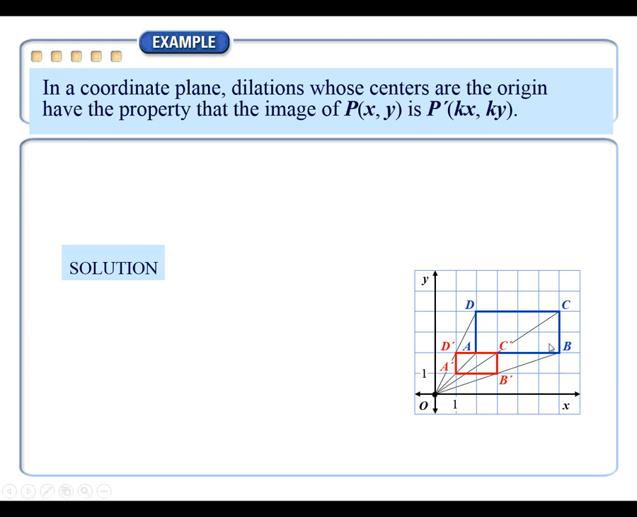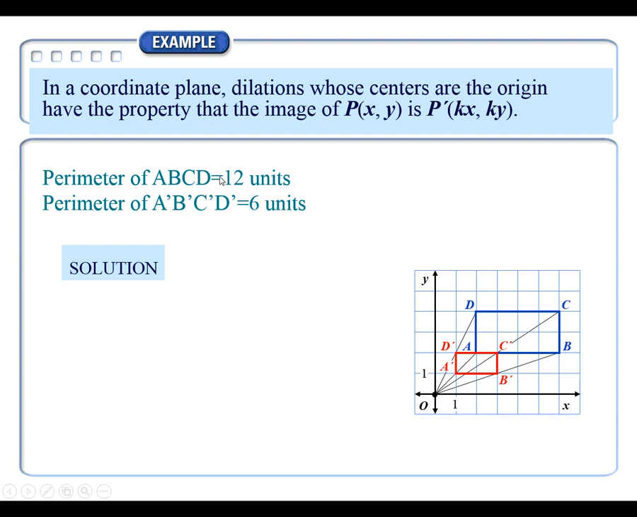How does the perimeter of the pre-image compare to that of the image? Well, the perimeter of the pre-image is double the size of the image, because this was 12 and this was 6. So the perimeter of ABCD is 12. The perimeter of A prime, B prime, C prime, D prime is 6. So the original is 2 times the size of the image, or the image is half the perimeter of the pre-image. And then it says, find the scale factor of the perimeters. How does the scale factor of the perimeters relate to the scale factor of the rectangles?